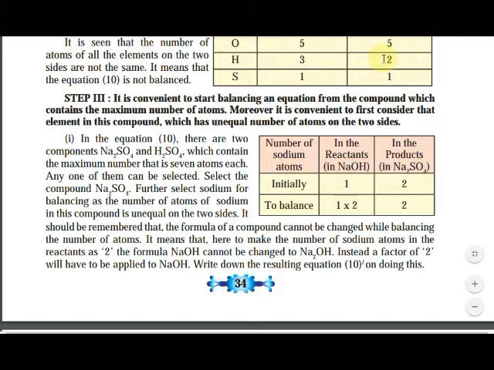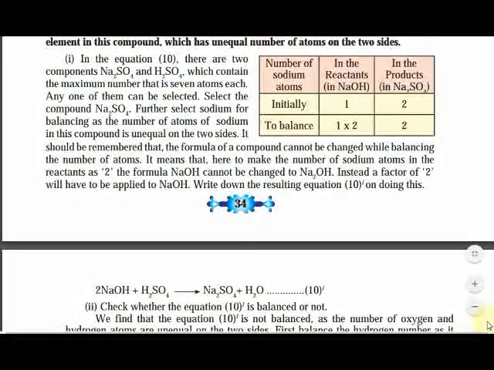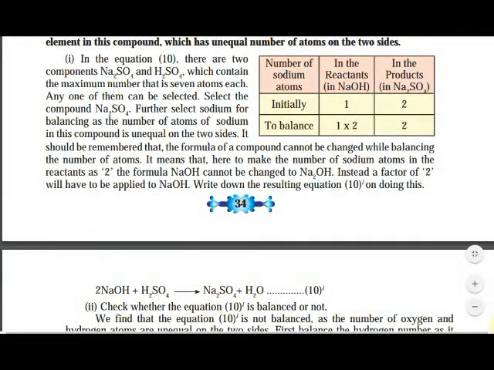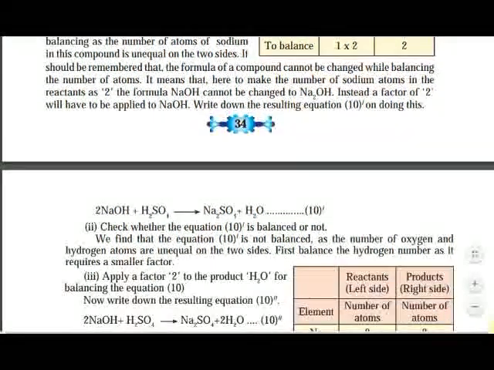It means that here, to make the number of sodium atoms in the reactants 2, in the formula NaOH cannot be changed to Na2OH. Na2OH we can't change. So where is the 2 placed? In front of NaOH we have to place it, not below the Na, yes or no. Instead, a factor of 2 will have to be applied to NaOH. So, what would equation 10 be on doing this? Equation 10 would be 2NaOH plus H2SO4 gives out Na2SO4 plus H2O.